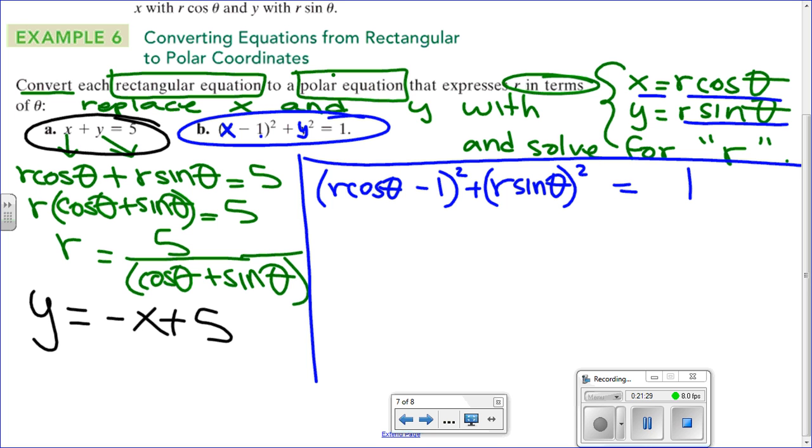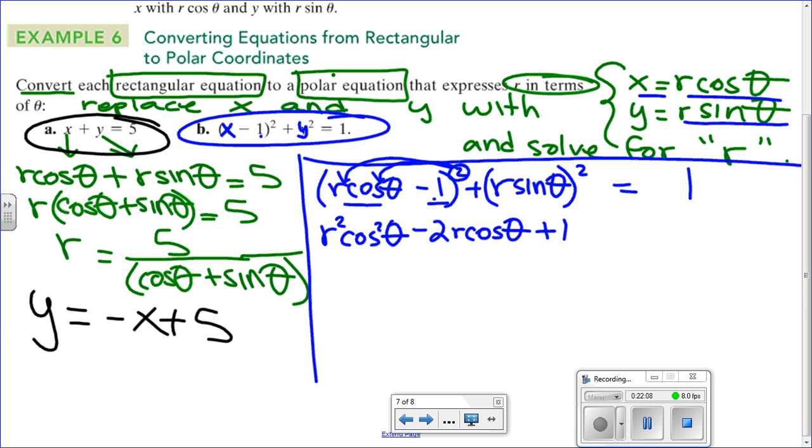Now, when we square, this is a binomial because we have two terms. So we have to square the first one. So it will be r squared cosine squared theta, because we have to distribute that square to the r and also to the cosine. And then the term in the middle is the negative product, negative 2r cosine theta. Why is it negative 2? Because we double it, right? And then the third term, plus, we square the negative 1, we get a 1.